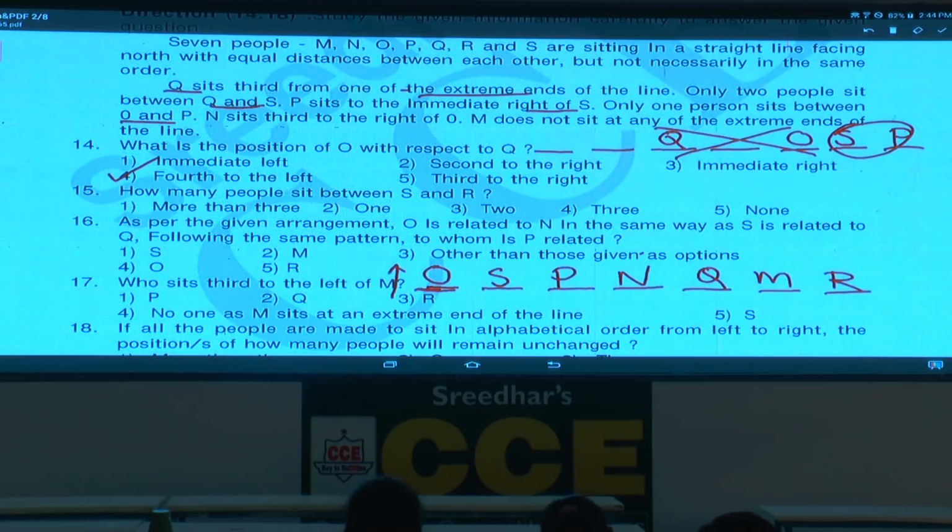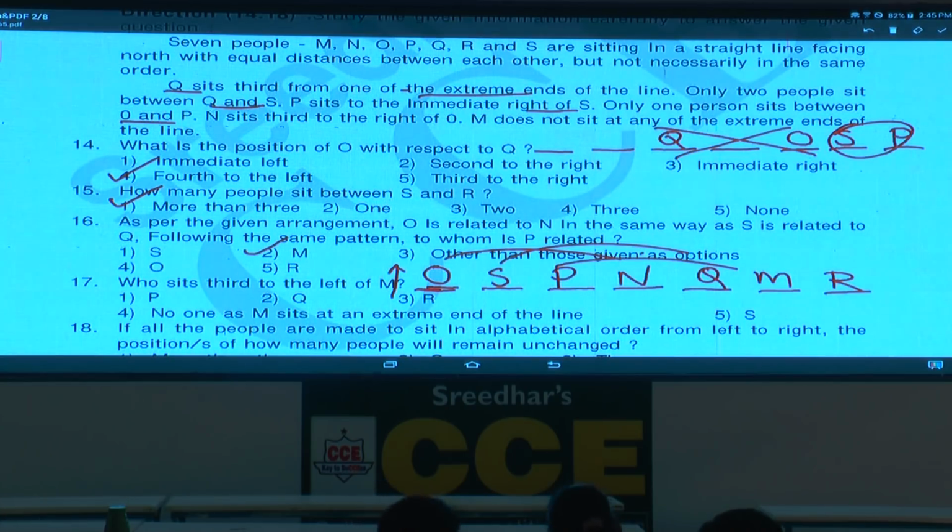Then question number 15. How many people sit between S and R? Now 1, 2, 3, 4, 4 persons in between S and R, and that is more than 3, choice 1. And question number 16. As per the given arrangement, O is related to N: between O and N there are 2 persons, and S is related to Q: between S and Q, again there are 2 persons. And P is related to M: between P and M there are 2 persons, choice 2.